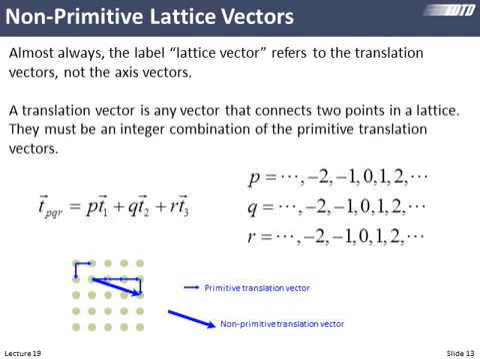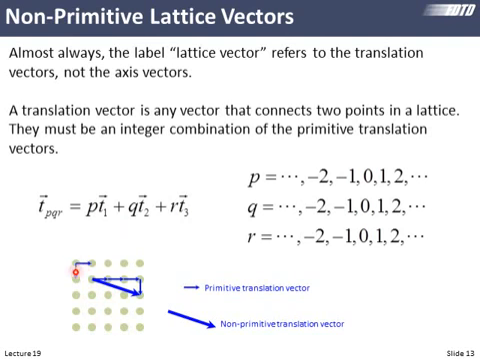So these non-primitive translation vectors, they're still called translation vectors, just not primitive. They have to be an integer combination of the primitive translation vectors, and we should be able to get from any site in the lattice to any other site.